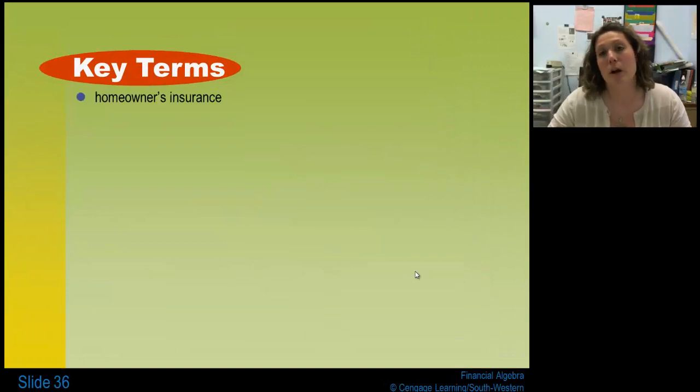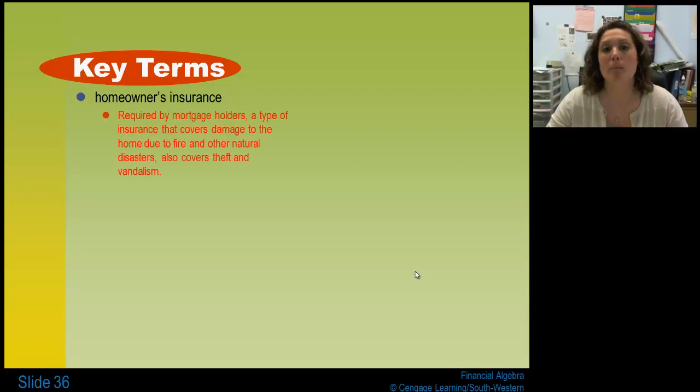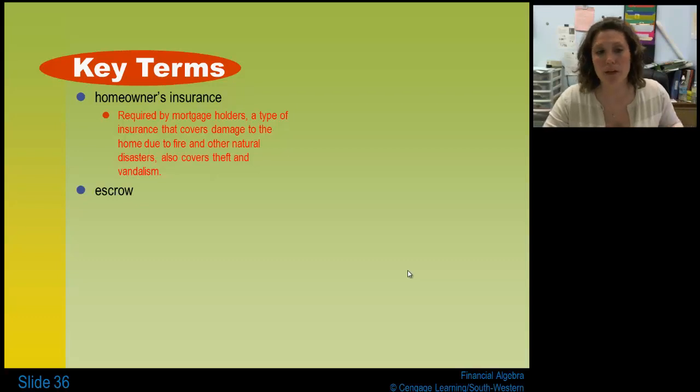Homeowners insurance. Just like you have automobile insurance, you have to have homeowners insurance. This is required by mortgage holders. It's a type of insurance that covers damage to the home due to fire and other natural disasters. It also covers theft and vandalism. So if your house is broken into or if it's vandalized, it's also covered. You will have a deductible usually with that, but they will cover some of it.